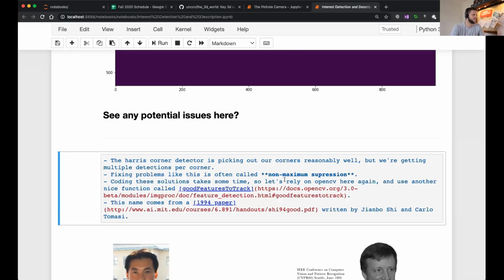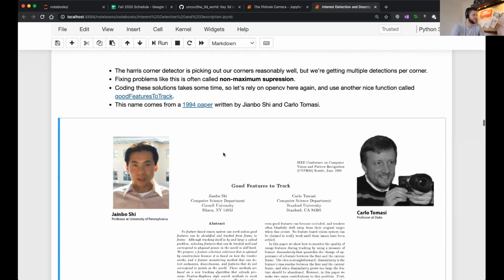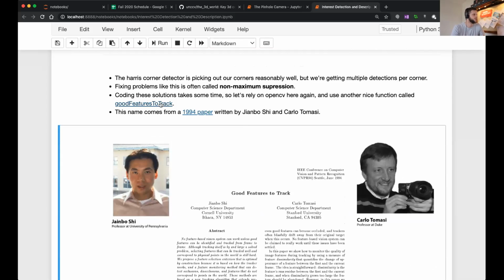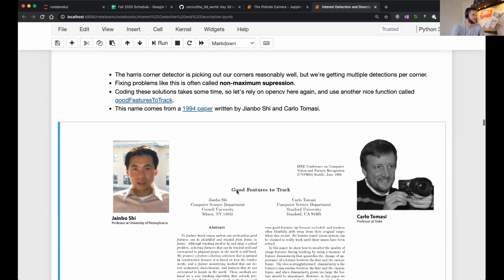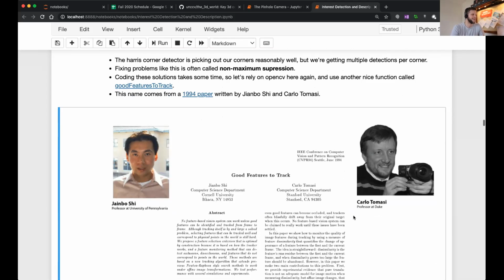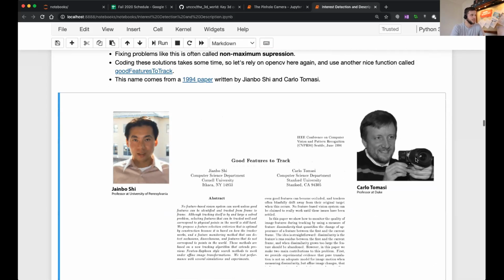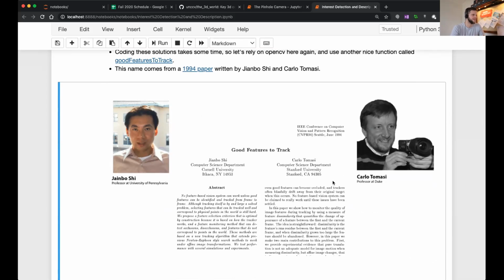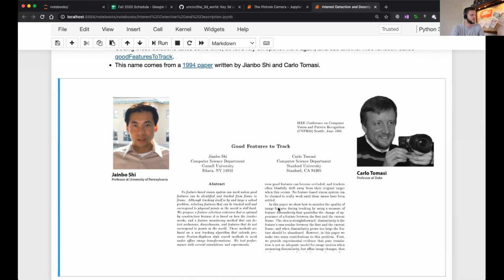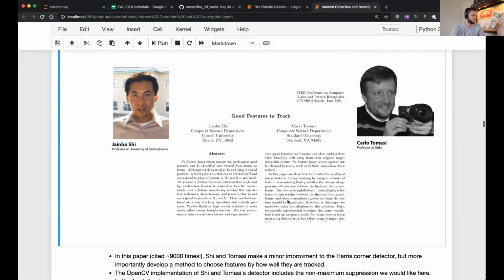And this is not something I want us to really code from scratch. It takes a little bit of time. So again, we'll use a published result in a paper called Good Features to Track. This paper came out in 1994. This is by Carlo Tomasi and Jianbo Shi. Carlo Tomasi is actually still a professor at Duke, so not too far away. He's in North Carolina. And this combines some of Moravec's ideas with the Stevens corner detector with a non-maximal suppression.